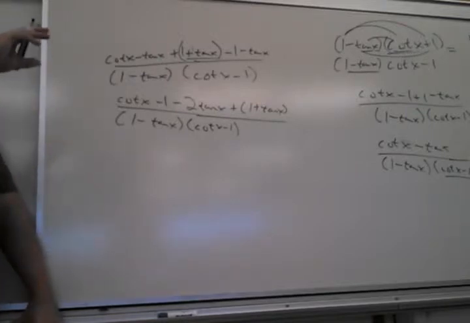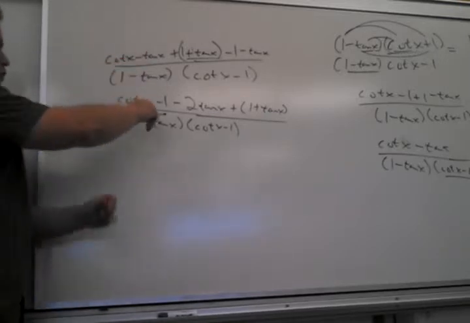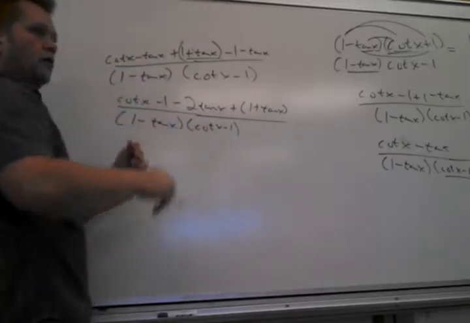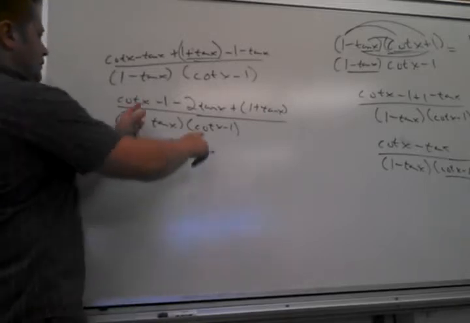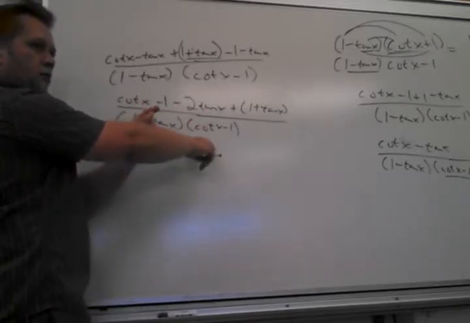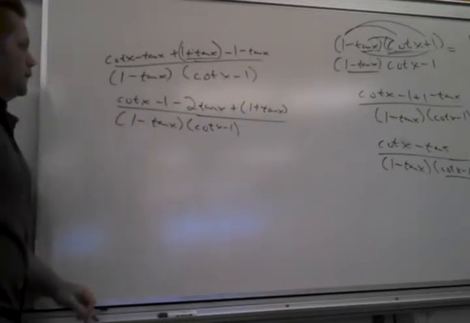Let the cotangent x minus 1 cancel out. Say again? You mean this here? Definitely not. Why not? Because subtraction doesn't go well with division. You can't break into a subtraction problem with division.